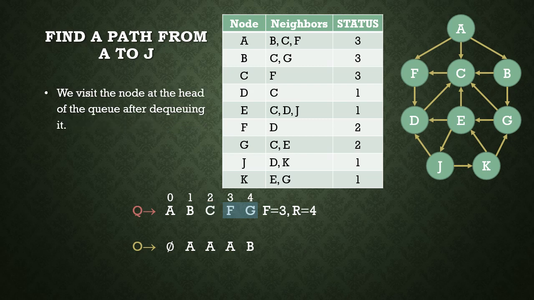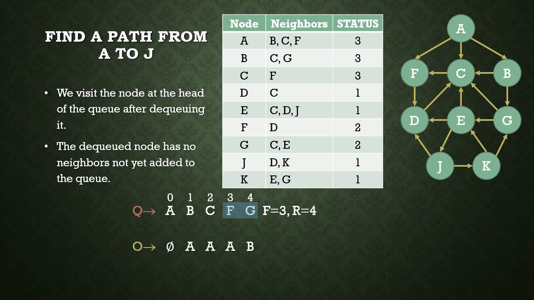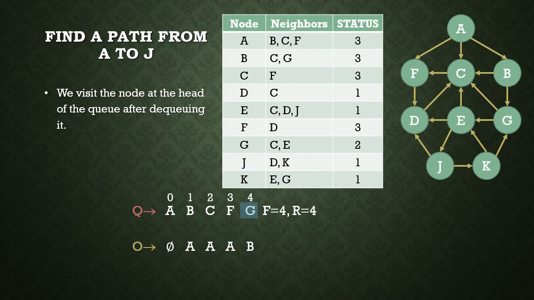Now we dequeue C. The status of C becomes 3. Front is advanced. C has only one neighbor, F, and that is already part of the queue. That is why we are not enqueuing anybody at this stage. We dequeue F, status of F becomes 3, front is advanced.